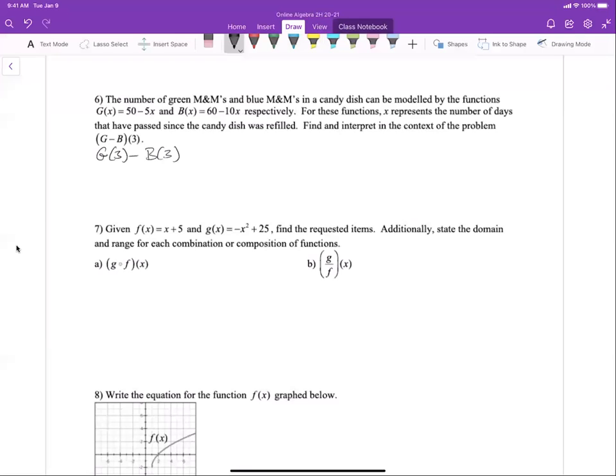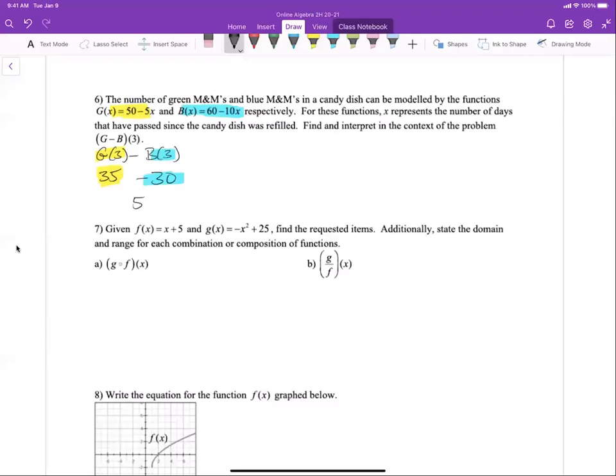Now for every x in g, I have to plug in a 3. So I take g and I plug in 3 for x. So 50 minus 5 times 3, that's 15. So 50 minus 15 is 35. So that is the value of g of x at 3. Then I take 3 and plug it into x for b of x. So 60 minus 30 is 30. Okay, so the answer is 5.